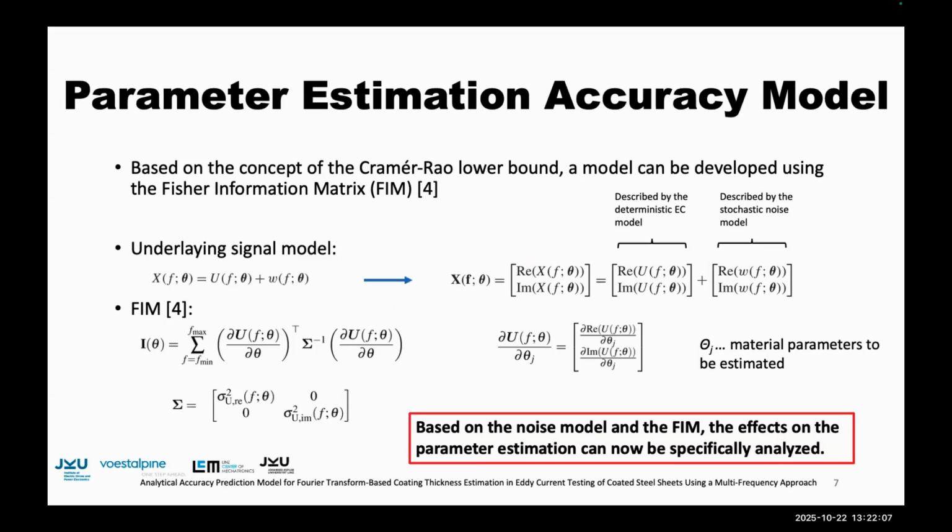which is described by the deterministic eddy current model plus the additional stochastic noise model. This signal model is also separated into real and imaginary part. And then the Fisher information matrix can be calculated for all frequencies with the directional derivatives to the parameters to be estimated. Furthermore, the covariance matrix sigma is required, and the entries are described by the noise model. Furthermore, it is assumed that real and imaginary part noise are uncorrelated.